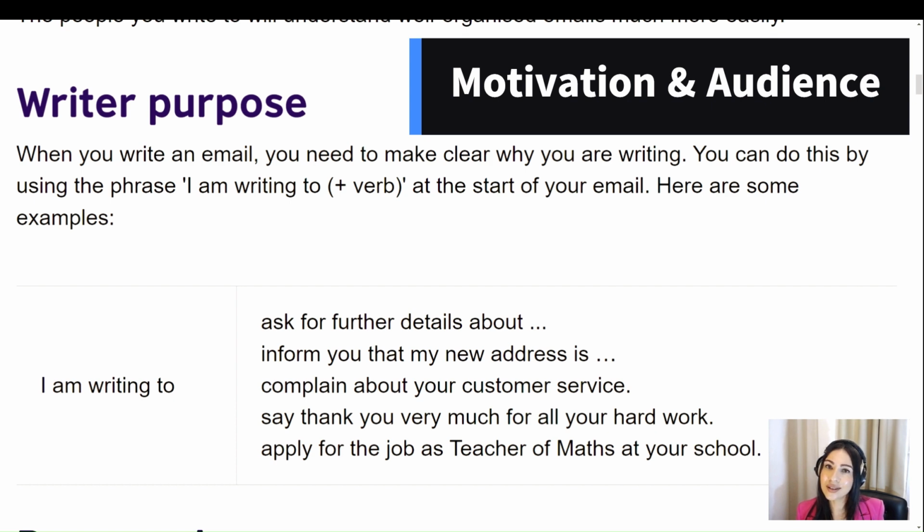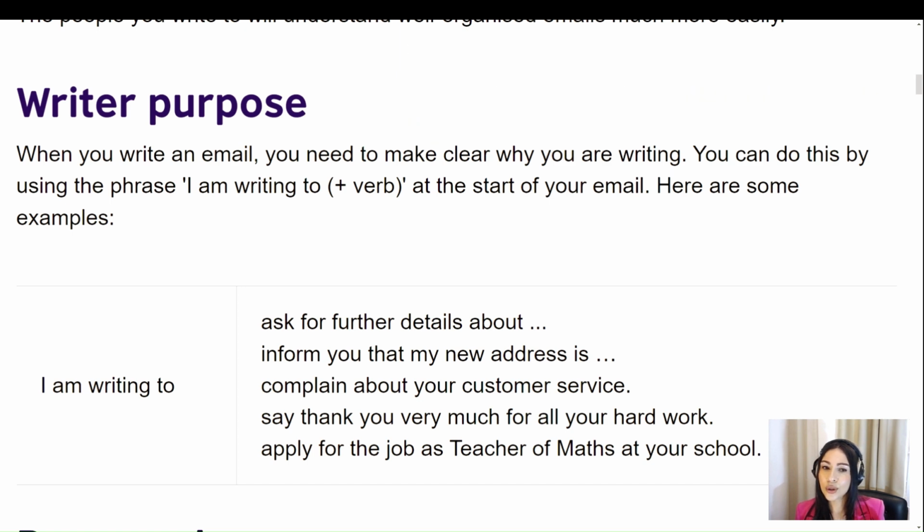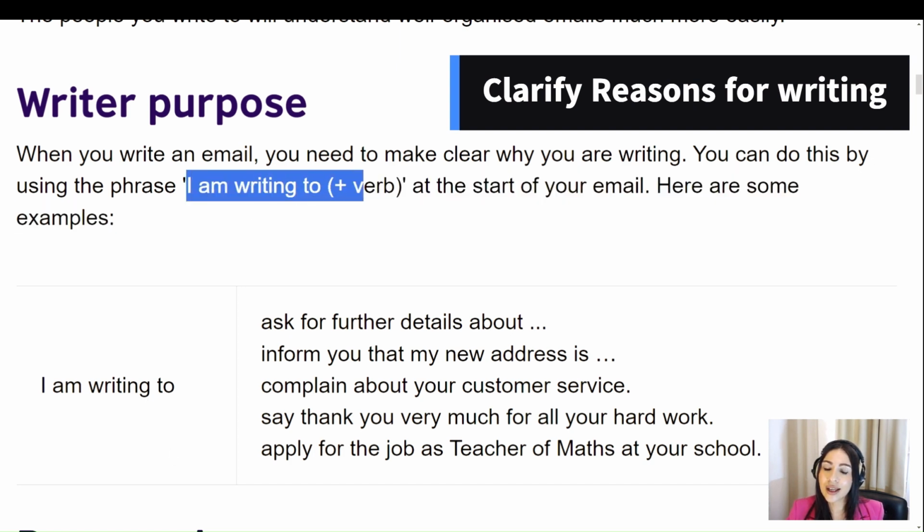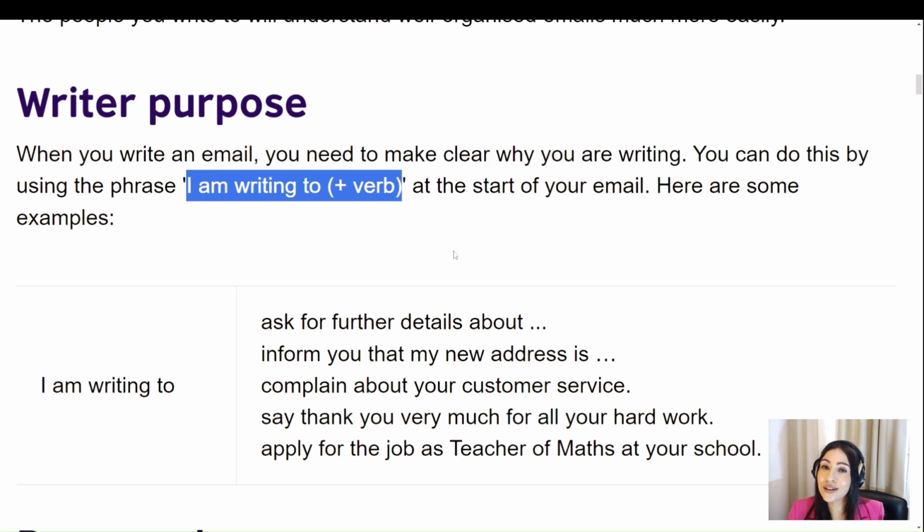So considering your audience, whether you're writing a blog or email or giving a presentation or writing a report, is always very critical. You need to make it clear why you're writing. You can do this by using the phrase, I am writing to, followed by a verb. And that verb should be the infinitive form at the start of your email. This should only be one single line. It shouldn't be longer than a sentence because it's very short, very clear, very brief and concise. It explains the purpose for your writing.